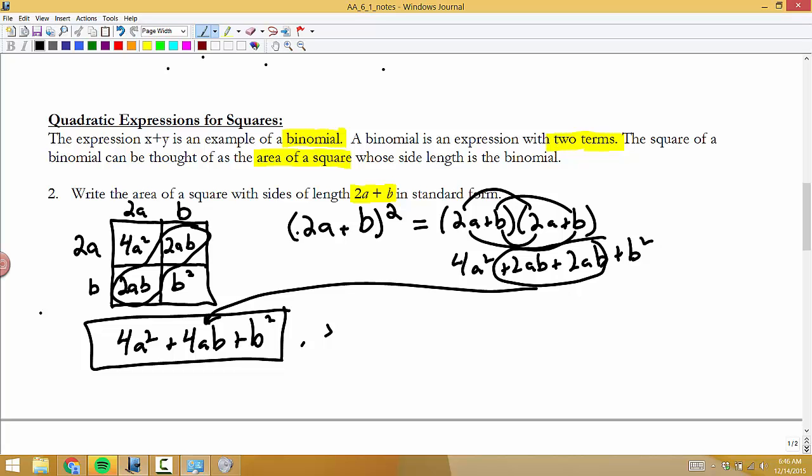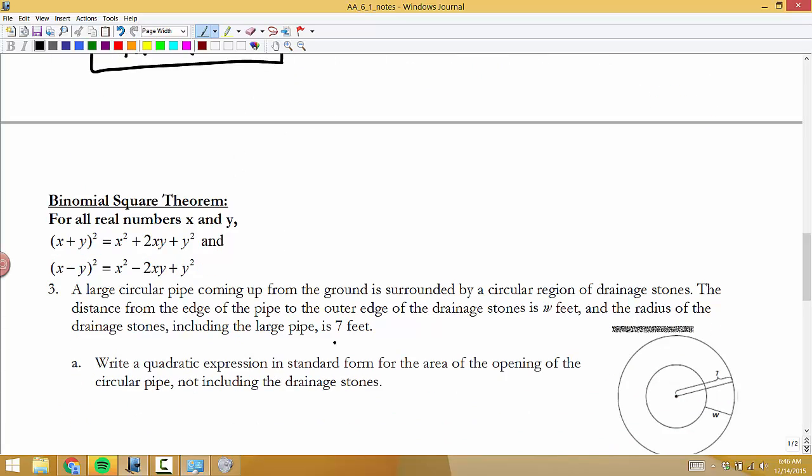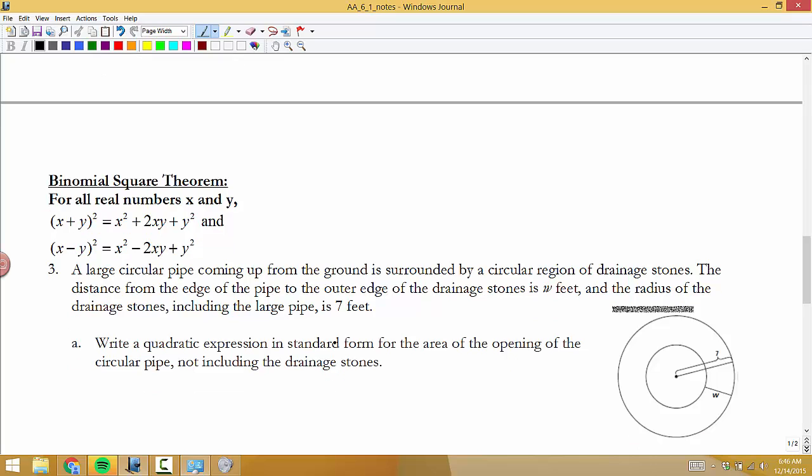All right, this problem right here leads to a more general theorem that is going to be really important as we move through this chapter, and that is the binomial square theorem. Binomial square theorem is going to be something that you're going to need to know really well, both forwards and backwards, as we move through this unit.